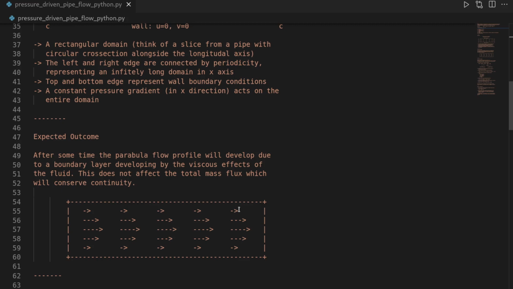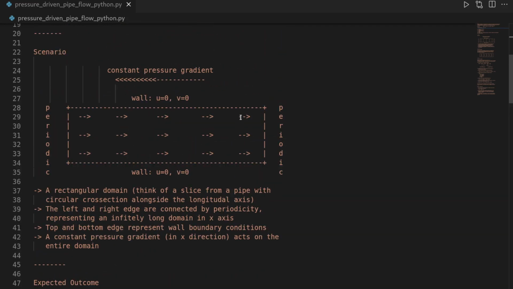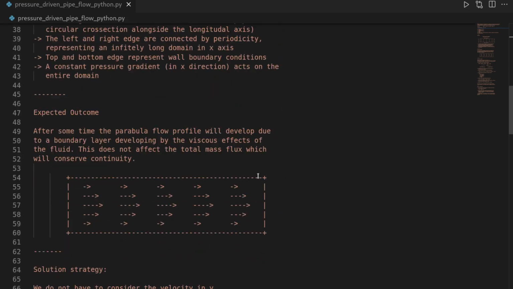And what we will also see is that we will conserve the mass flux. So we are not increasing the volume or mass flux that is going through our pipe, nor decreasing it. In other words, this means that in the beginning we had these arrows which were 1 long, but then once we have our profile, the middle arrow might be 2 units long, and the arrows that are closer to the boundary are smaller than 1, so that on average we still have the same mass flow.